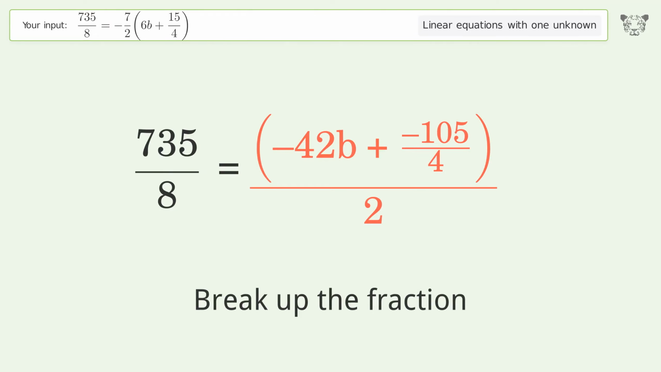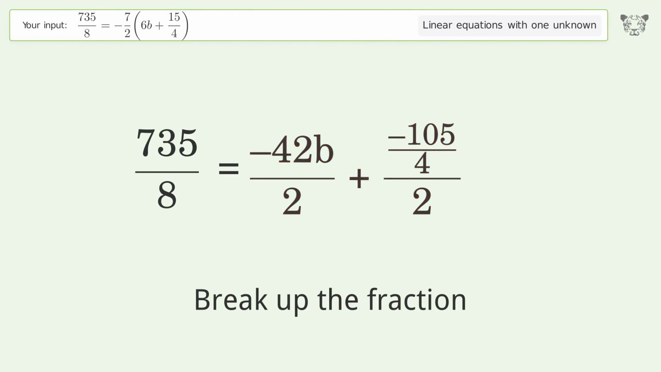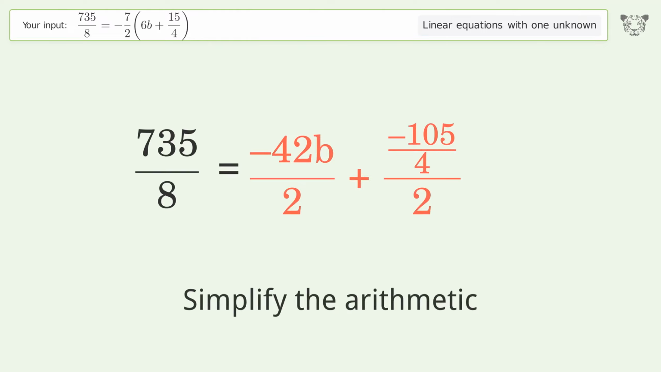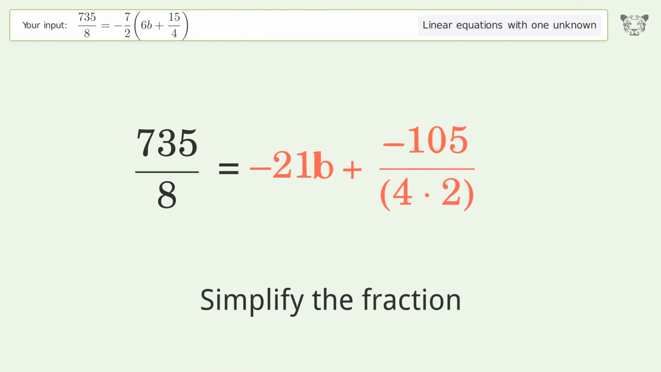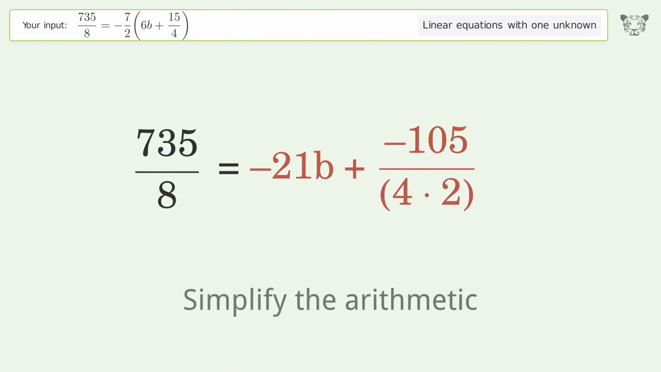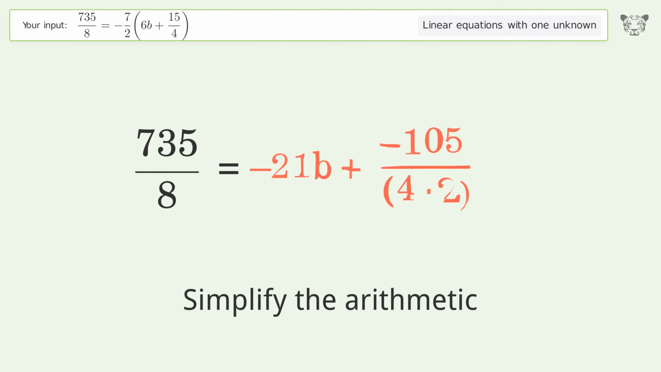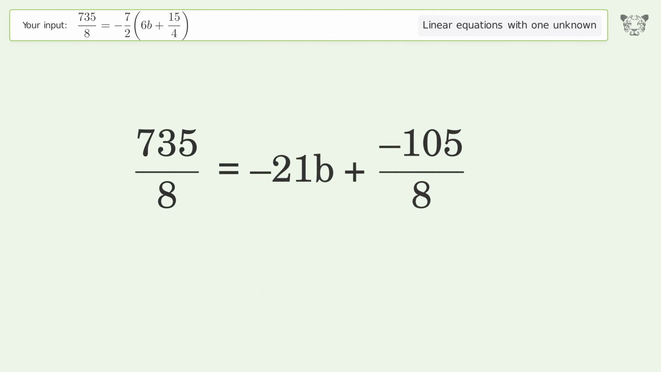Break up the fraction. Simplify the arithmetic. Simplify the fraction. Simplify the arithmetic. Swap sides.